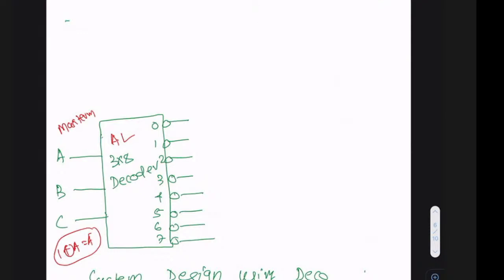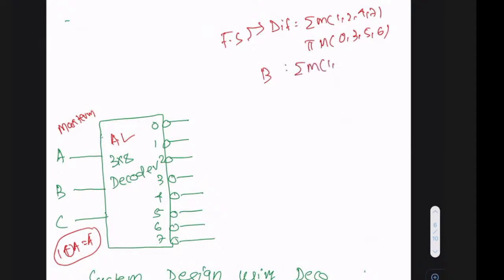If it is a full subtractor, we know the difference expression is the min terms 1, 2, 4, 7, or if you want to know this in terms of max terms, it is 0, 3, 5, and 6. Similarly, for borrow, the min terms are 1, 2, 3, 7. And the max terms are nothing but 0, 4, 5, and 6.